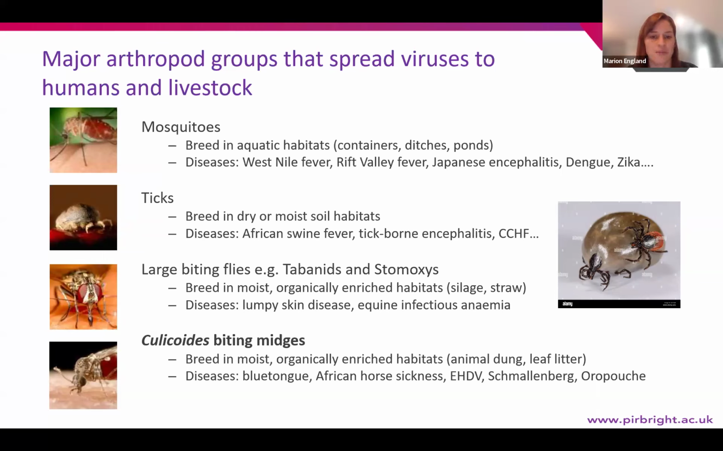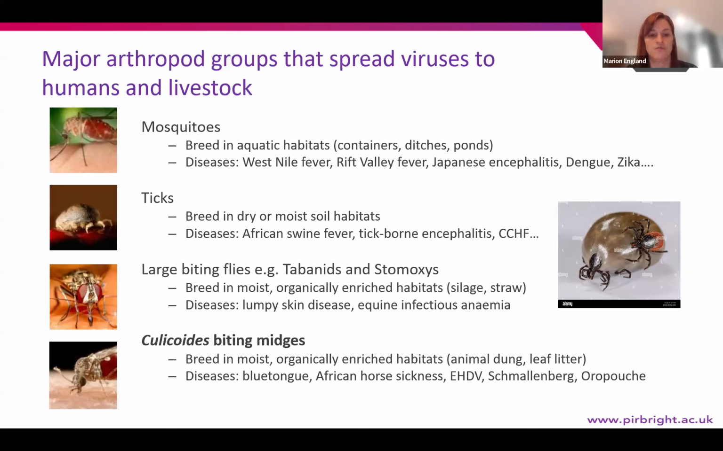And then we have large biting flies, so things like Tabanids and Stomoxys. They tend to be livestock associated. They breed in moist, organically enriched habitats, and they can be transmitters of things like lumpy skin disease and equine infectious anemia. And then the ones we're going to talk about today are tiny little biting midges called culicoides.